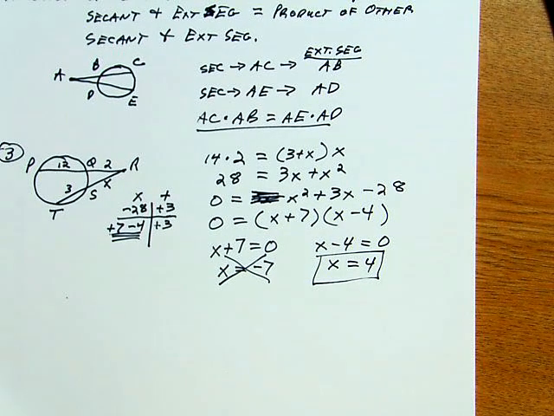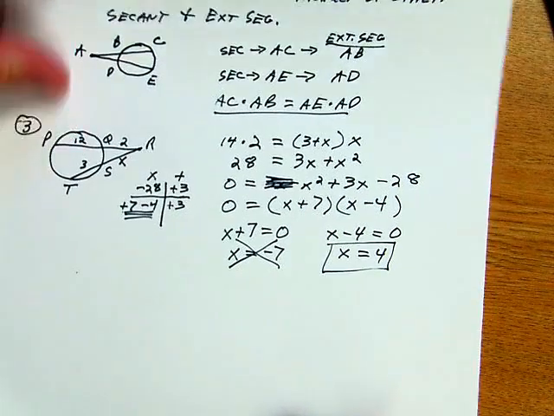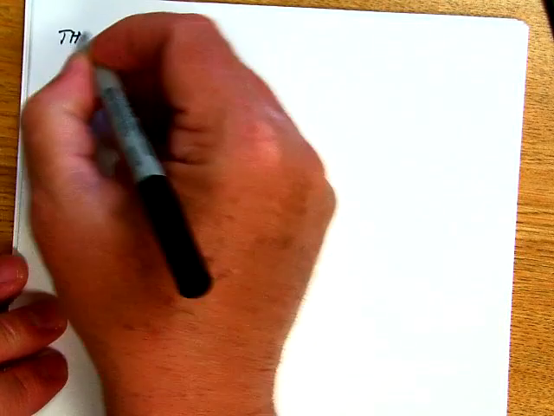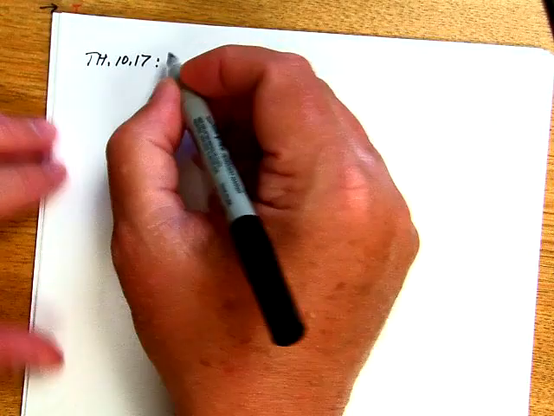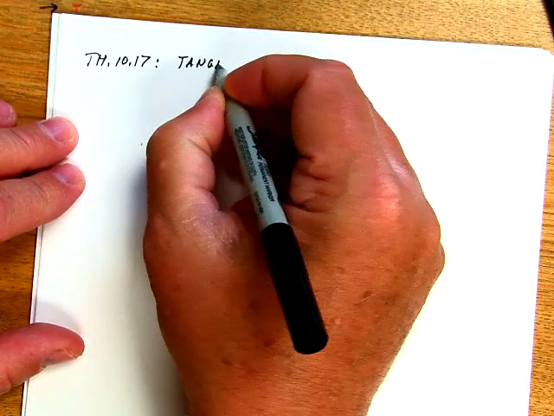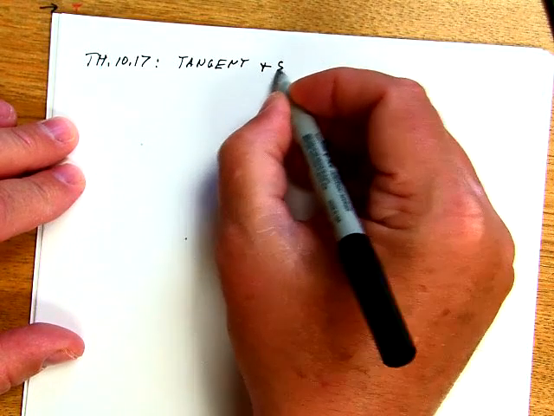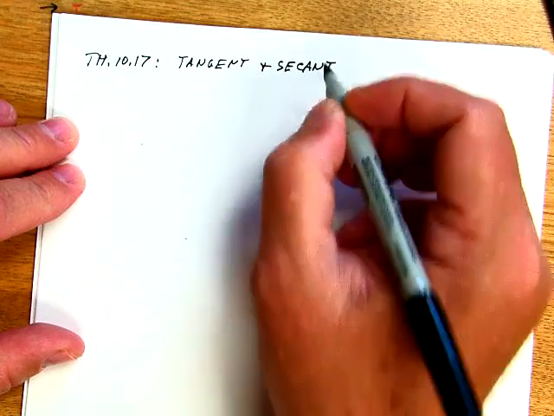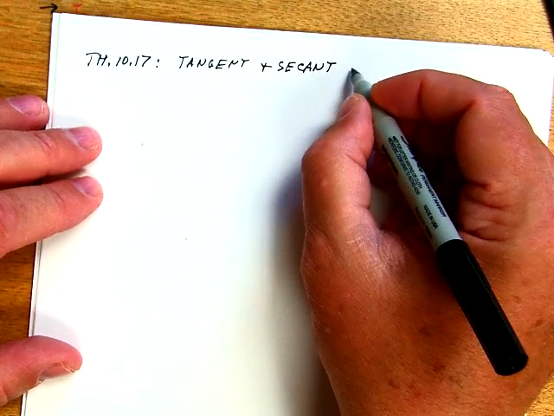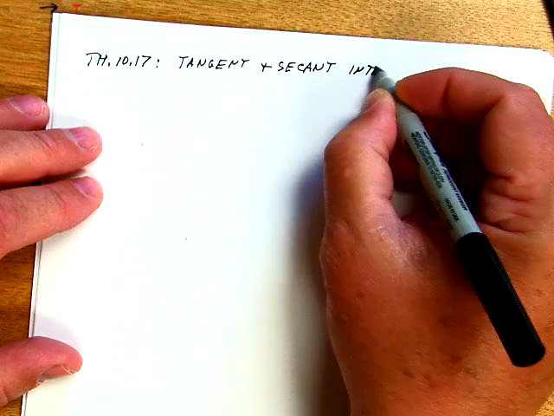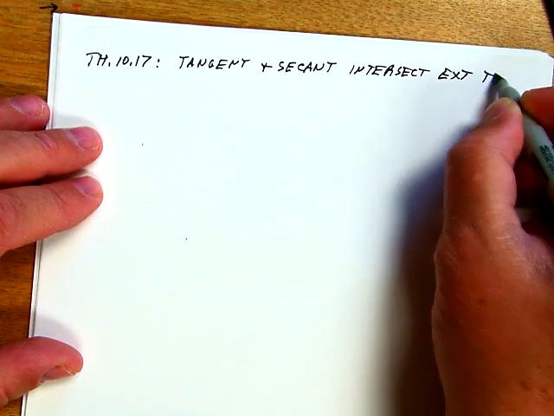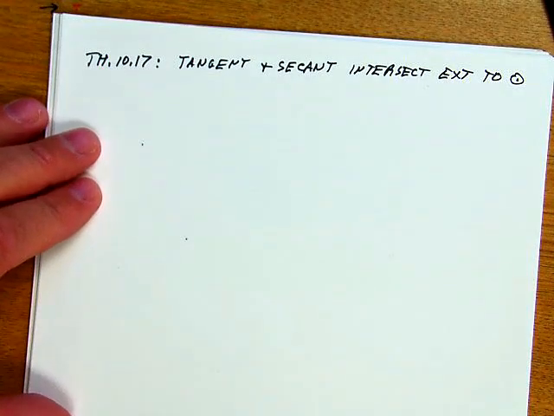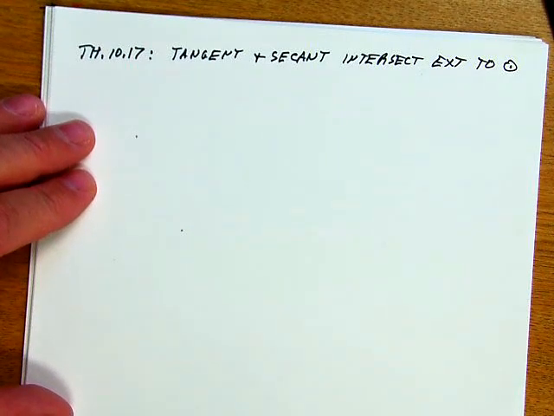All right. Now let's look at the last theorem in this lesson, Theorem 10.17. Along the same lines as the first one, this time I have a tangent and a secant. When I have a tangent and a secant that intersect exterior to a circle. Okay, so I've got an intersection of a tangent and a secant exterior to a circle.